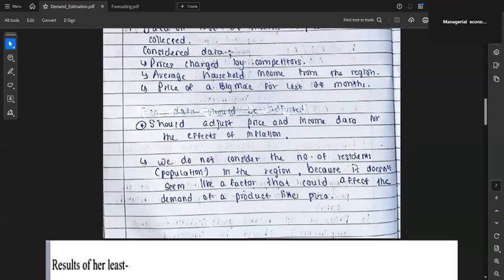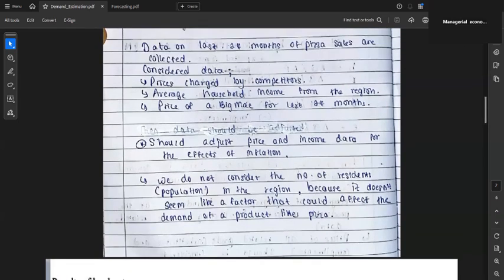So here the variables we are going to consider are the prices charged by the competitors, the average household income from the region, and the price of the Big Mac for the last 24 months. So Big Mac is a substitute. And we have the price of a competitor, the price of a substitute, which is Big Mac, and the average household income from the region.